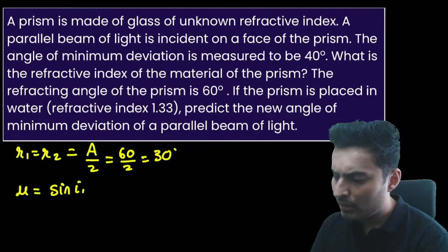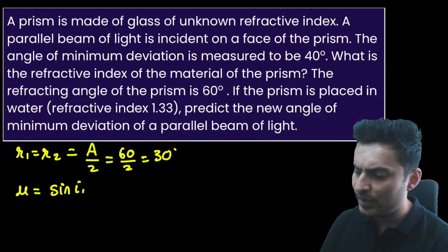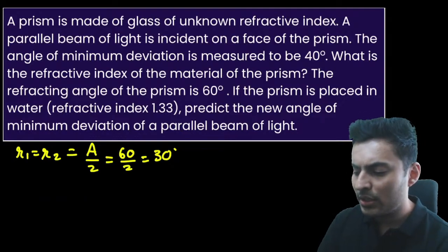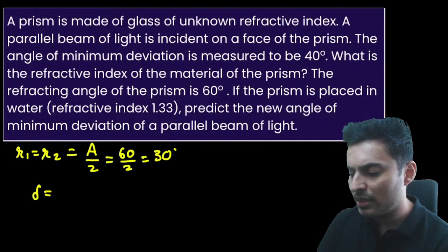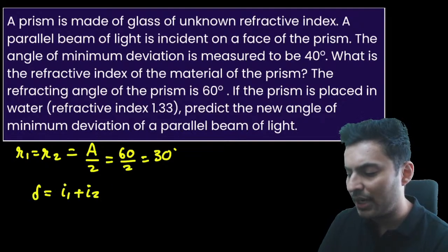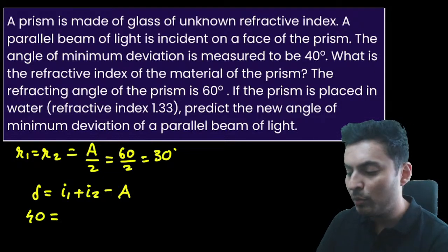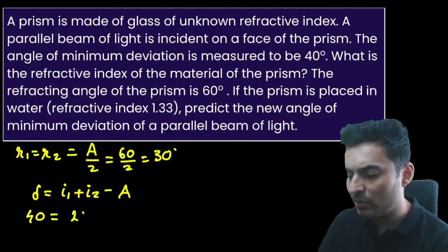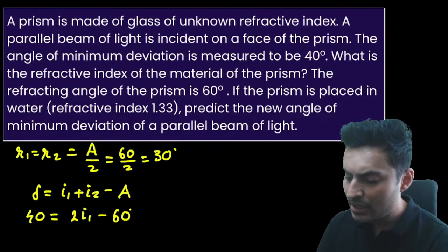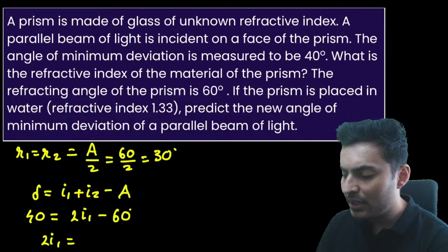The angle of minimum deviation is measured to be 40 degrees. What is the refractive index of the material of the prism? Okay, so then I can write delta is equal to I1 plus I2 minus A. Now deviation is going to be 40. I1 and I2 both will be equal for minimum deviation, so it will become 2I1 minus A, which is basically 60 degrees. So 2I1 is 60 plus 40, which is basically 100. So I1 will become 50 degrees.